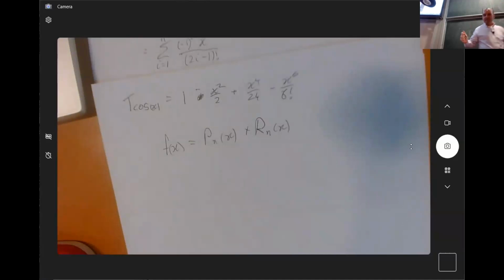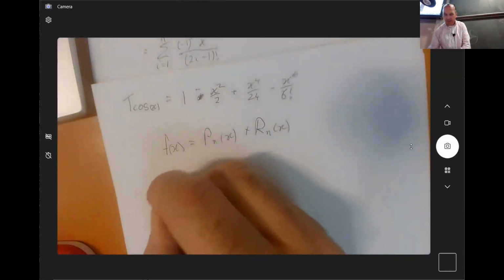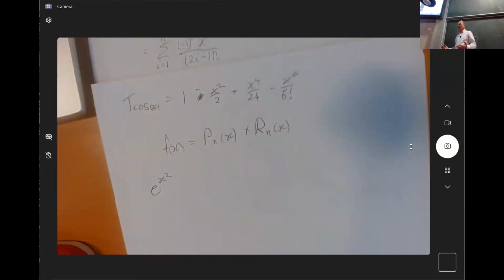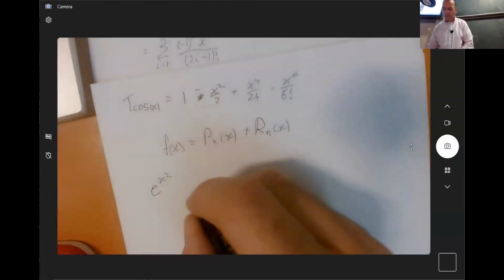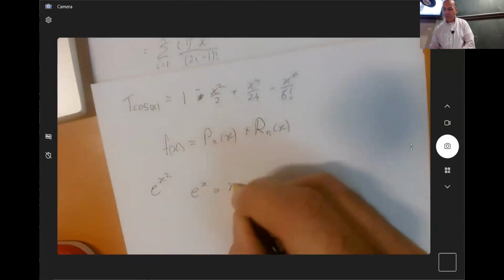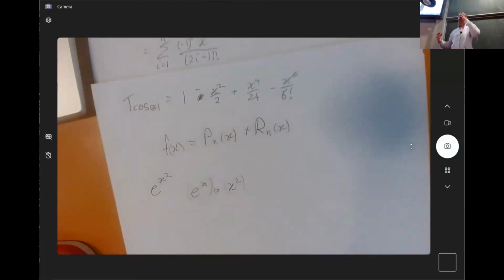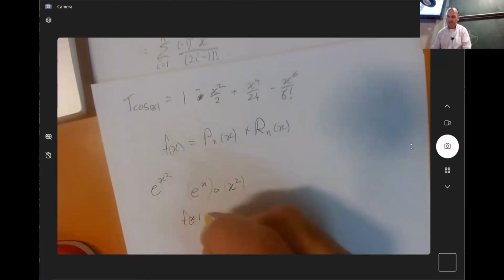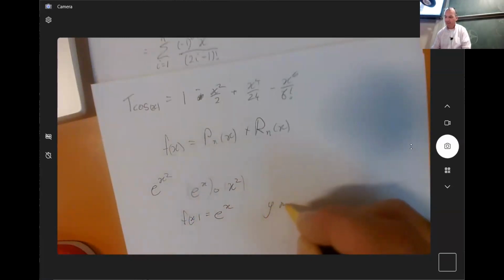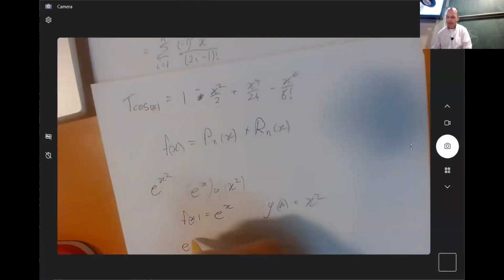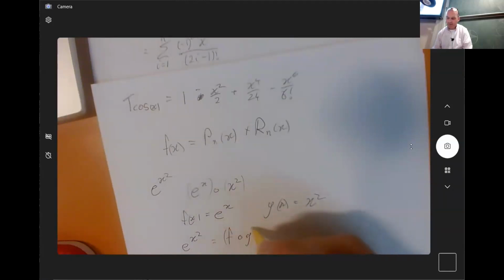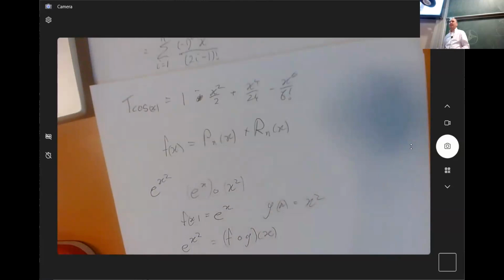So if I was to do e to the x squared, that would be like e to the x composed with x squared, wouldn't it? If I treat that as functional composition, if f of x is equal to e to the x and g of x is equal to x squared, then e to the x squared is just f composed with g as a function of x. Are we comfortable with that plan?